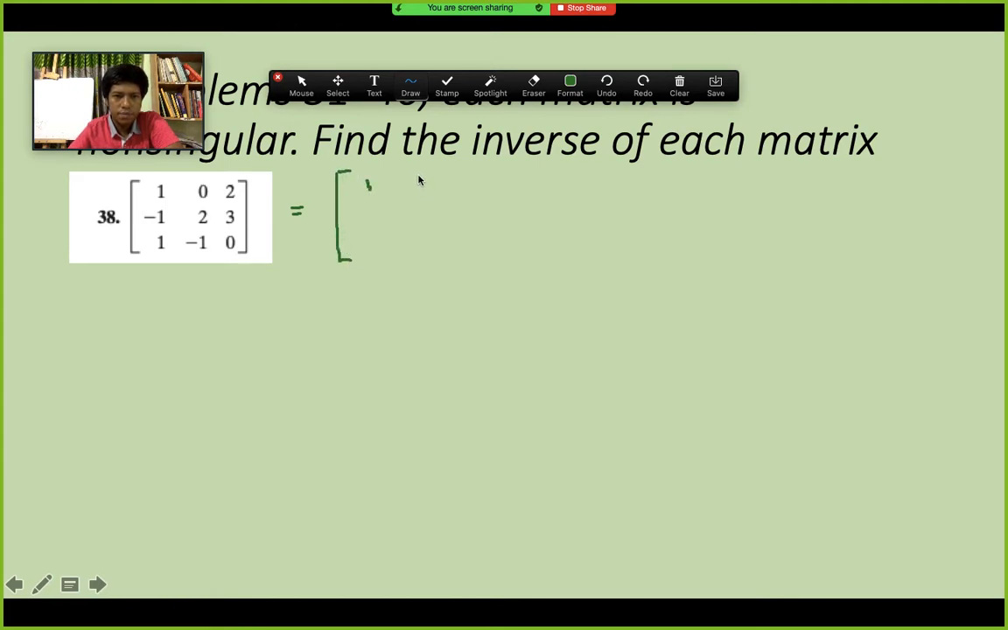One, 0, 2, -1, 2, 3, 1, -1, 0. Then let's bring the identity matrix: 1, 0, 0, then 0, 1, 0, 0, 0, 1. So this is the 3 by 3 identity matrix.